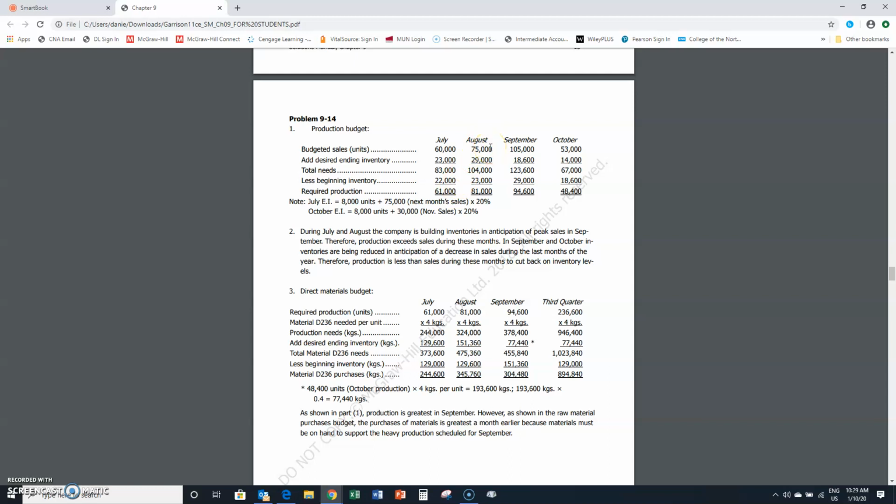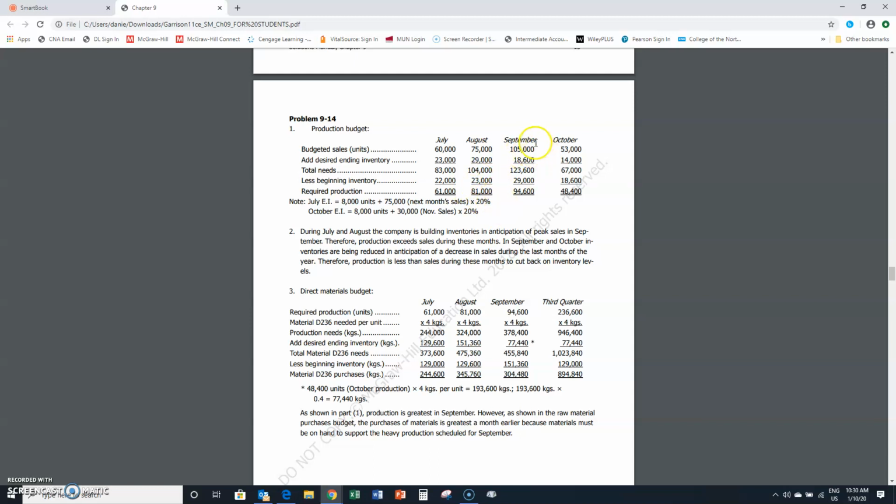August, again, we're given the sales. Your ending inventory that you want to have at the end of the month is 8,000 plus your next month's, this down here is October. It's 8,000 plus 20% of next month's sales. So 20% of 105,000 plus 8,000 will give you 29,000. So we need 104,000 units. Our beginning inventory just comes over from the month before. So your ending inventory in July now becomes your beginning inventory in August. So we need 104,000 units. We already have 23,000 in our inventory, so we need to produce 81,000.